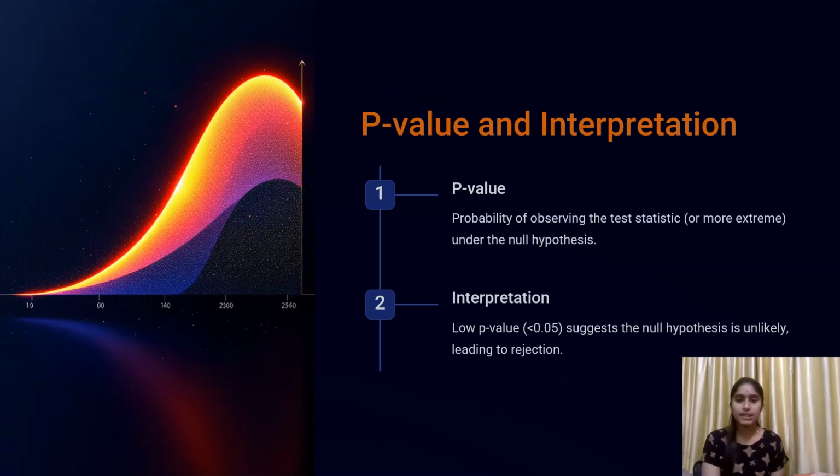P-value and interpretation. P-value: probability of observing the test statistic or more extreme under the null hypothesis. Second is interpretation. A low p-value, that is less than 0.05, suggests the null hypothesis is unlikely, leading to rejection.